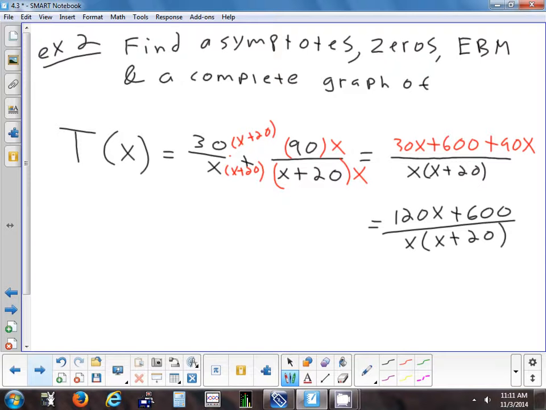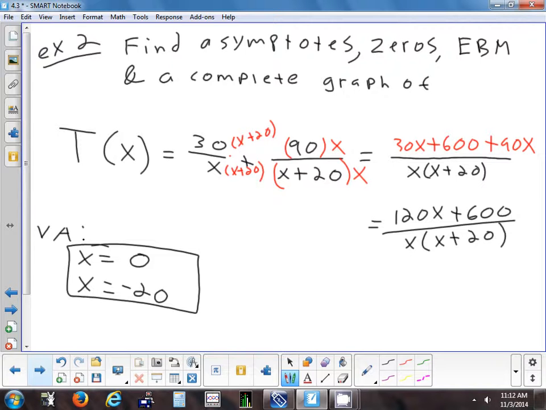Okay, let's start with the asymptotes. Let's do the vertical asymptotes. So the vertical asymptotes are the values of x that would make the denominator what? 0. Okay, so we're looking for the values of x that are going to make the denominator 0. Jill, do you see one of the two asymptotes? 0. Yep, 0 and negative 20.